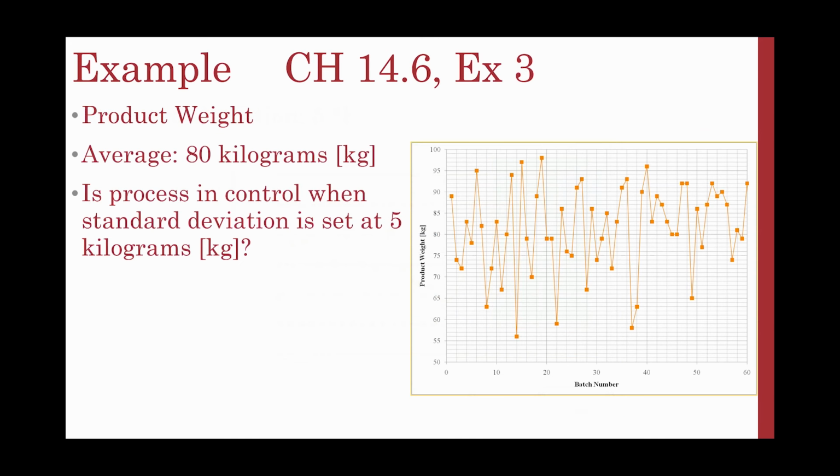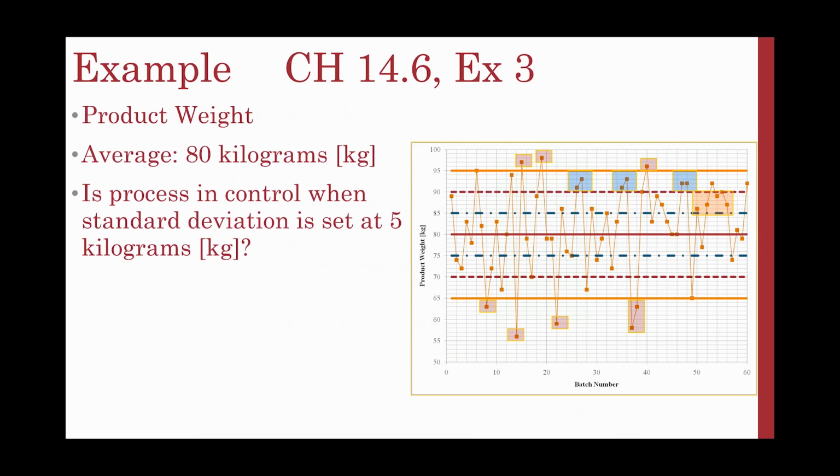So what happens if we look at this one where the average is 80 and the standard deviation is 5? If we put our average and standard deviation lines on here, we can tell we have multiple points occurring outside of our control limit. We also have 2 out of 3 points occurring in zone A quite often, and we also have 5 points out of 6 occurring in zone B.